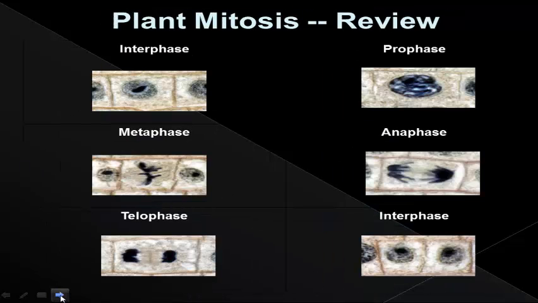And again, there is the plant cell. The only major difference between the plant cell is we notice that the cell actually will elongate a little bit, and that allows, when the cell splits, the cell wall to match back in and create the two new cells. Because, remember, plant cells have cell walls and animal cells do not.